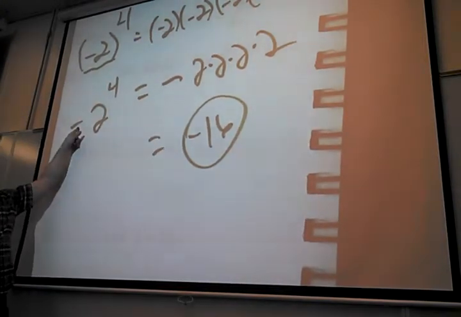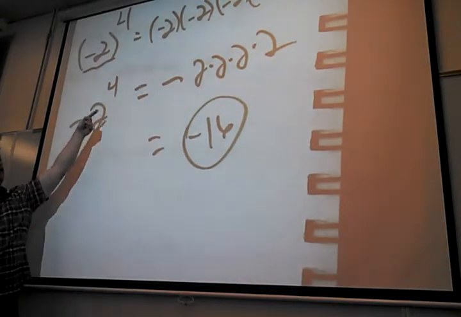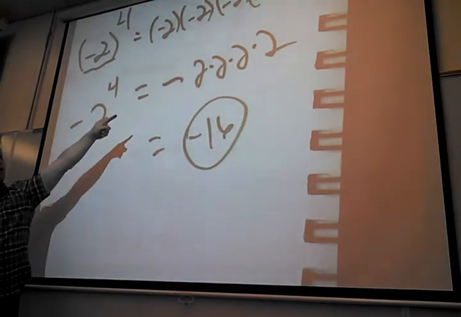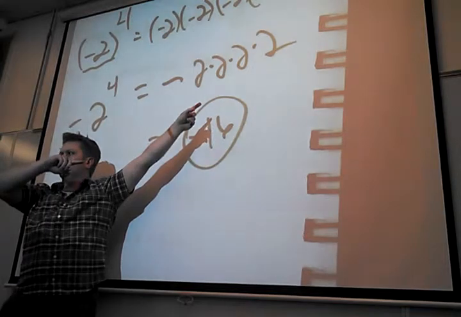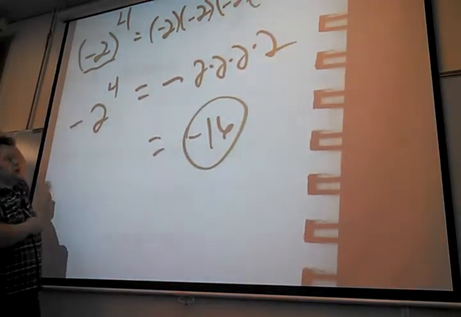So this is negative, whatever this is. Nowhere in here does it say negative 2. It says the opposite of this thing. So I'm just saying the opposite of, let me figure out what that thing is. What's 2 to the 4th power? 16. So the answer is negative 16.